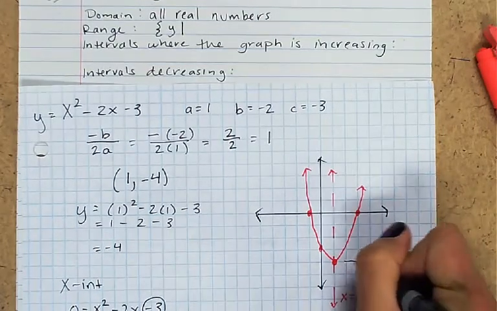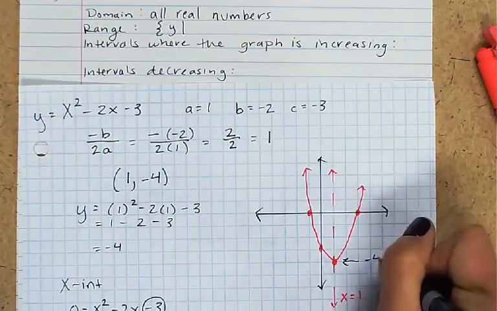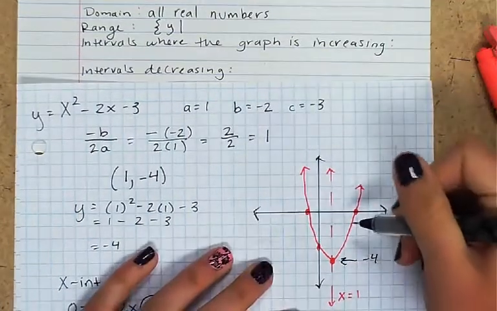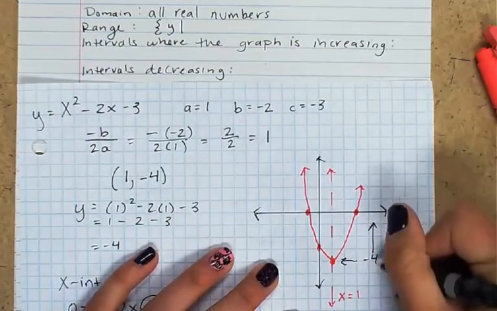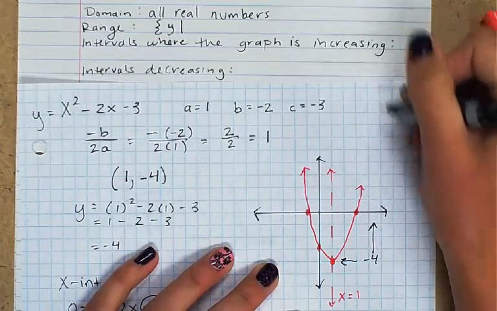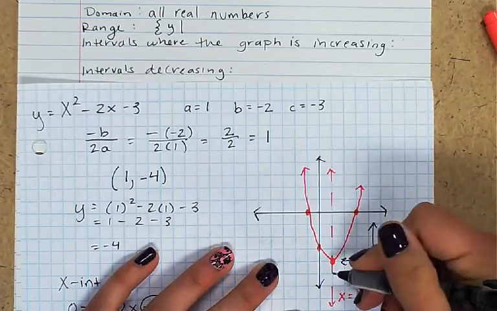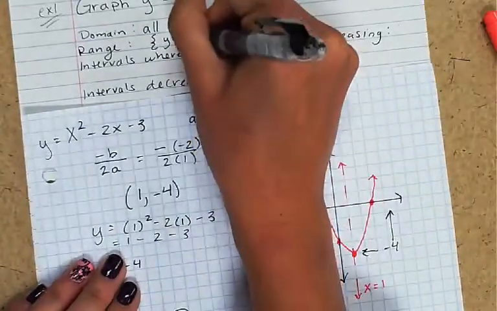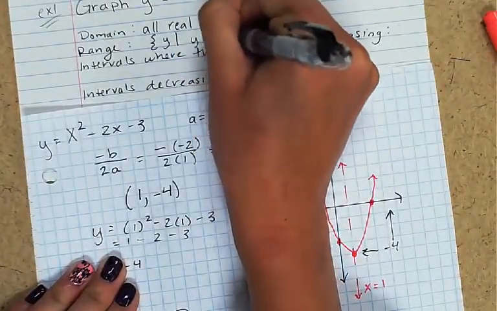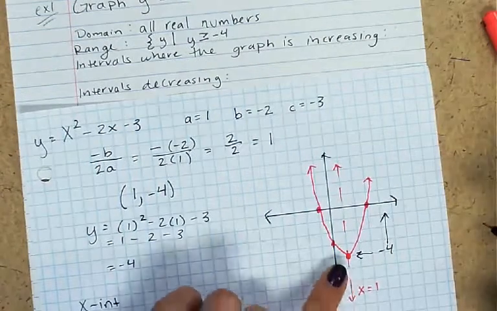So the y-coordinate of my vertex here, I said, was negative 4. And then my parabola goes up. So all my y values are getting bigger and bigger and bigger. The lowest that they're going to be is negative 4. So y has to be greater than or equal to negative 4, because it goes from negative 4 up.